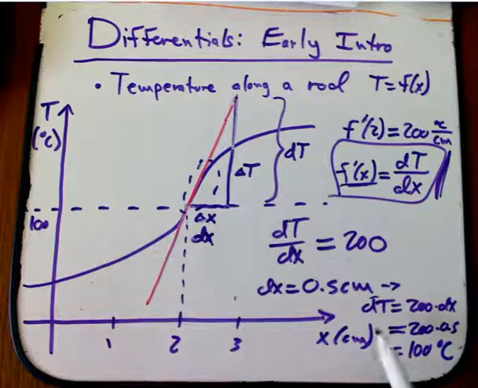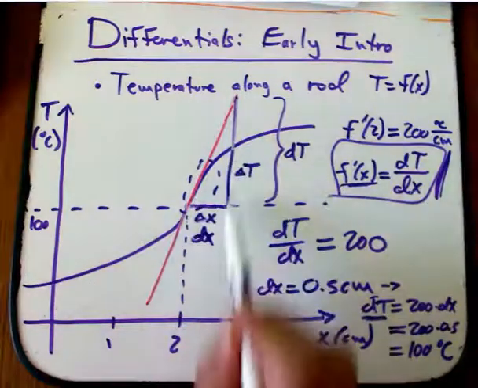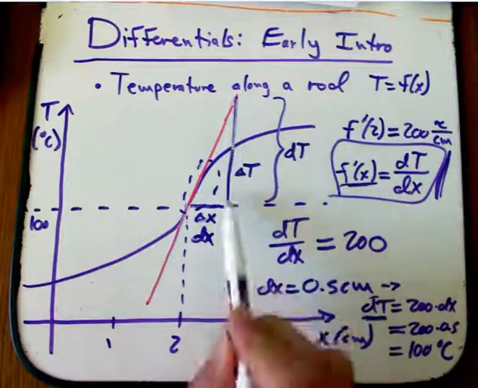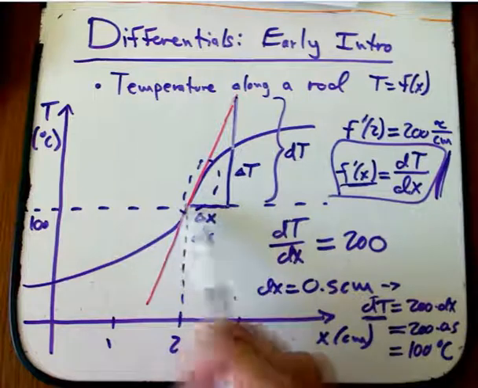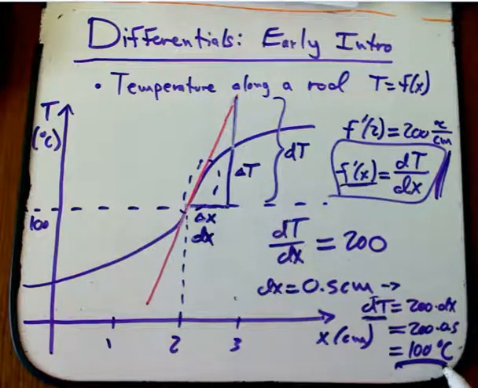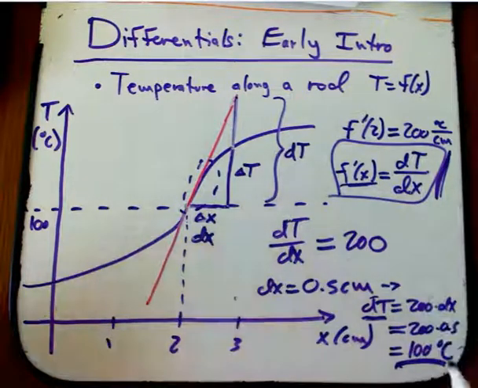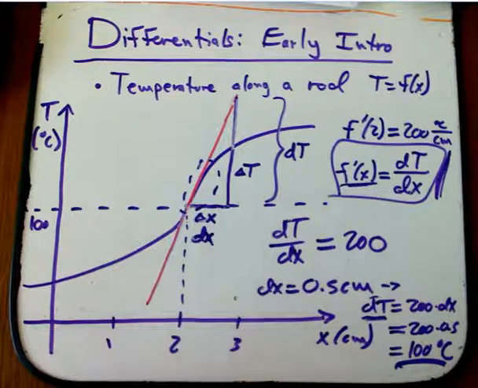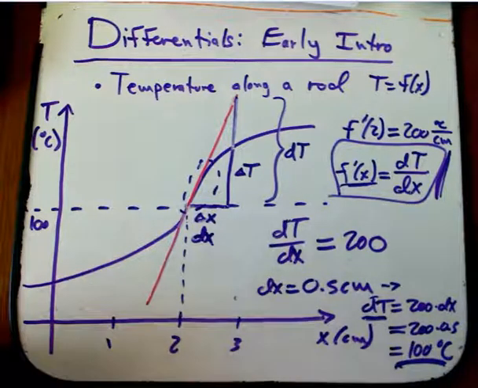So what does that say? It doesn't say that we're absolutely sure that precisely the temperature has gone up by 100 degrees Celsius when we go over a half centimeter. Instead, we're saying that the straight line prediction, the approximation, is a 100 degrees Celsius change. But that's all we can do here. It's the only number we can really provide, and it's definitely better than nothing.